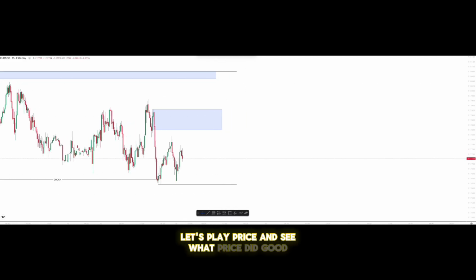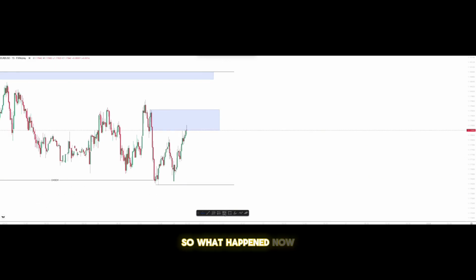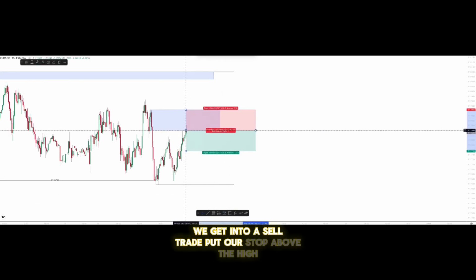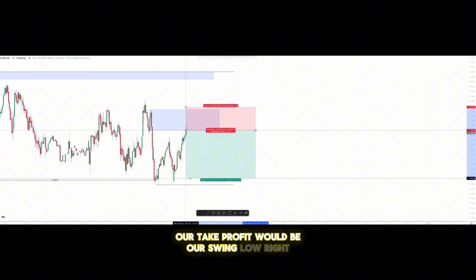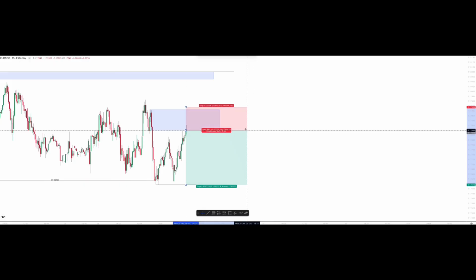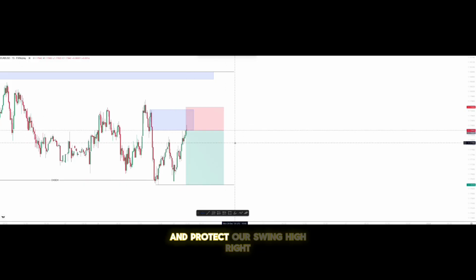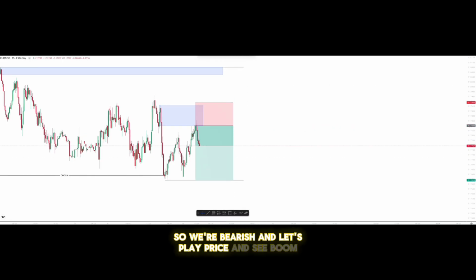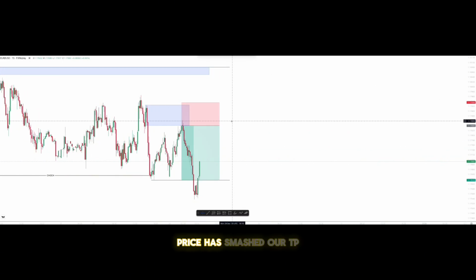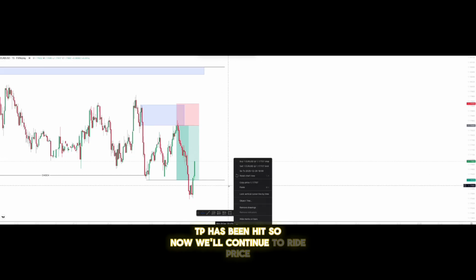Let's play price and see what price did. Good, price has got into our zone. What happens now? We get into a sell trade and put our stop above the high. Our take profit would be our swing low, right? Because we said in a bearish trend, we expect price to take out our swing low and protect our swing high. So we're bearish, and let's play price and see. Boom. Price has smashed our TP. Okay, TP has been hit.